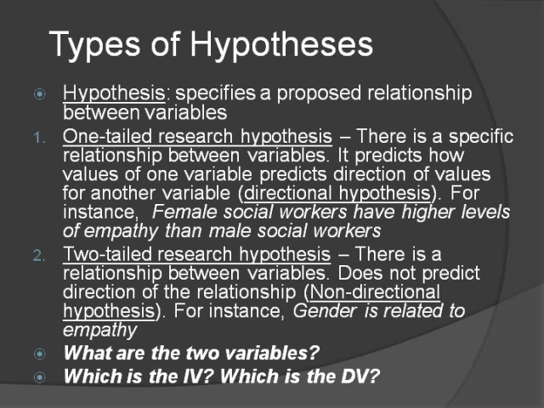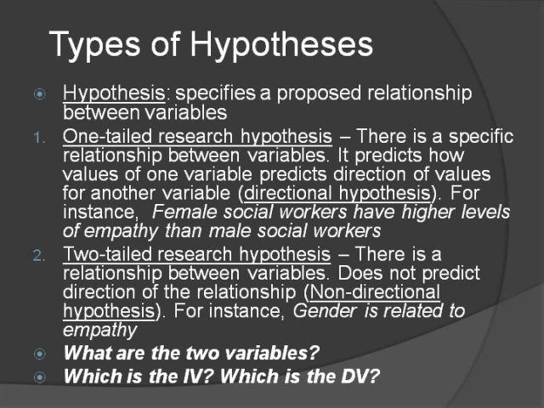increases, or the responses from one variable increases, what's going to happen to the other? A hypothesis proposes a relationship or a guess at what's going to happen to these two variables, how they're going to be related. Now, there are two different types of hypotheses. There's a one-tailed research hypothesis, which specifies a relationship between variables, and it predicts the direction of values for another variable.